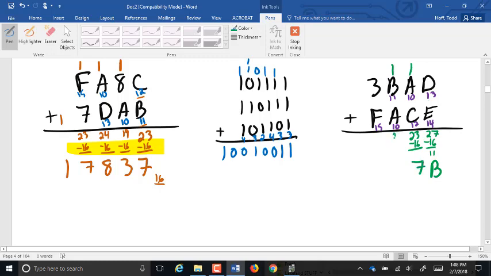1, 11, and 10 is 22. Bigger than 16, so we carry the 1. Subtract 16 gives us 6. 1, 3, and 15 is 19. Bigger than 16, so we carry the 1. Leaves us with 3, and we bring down the 1. 1, 3, 6, 7, B.